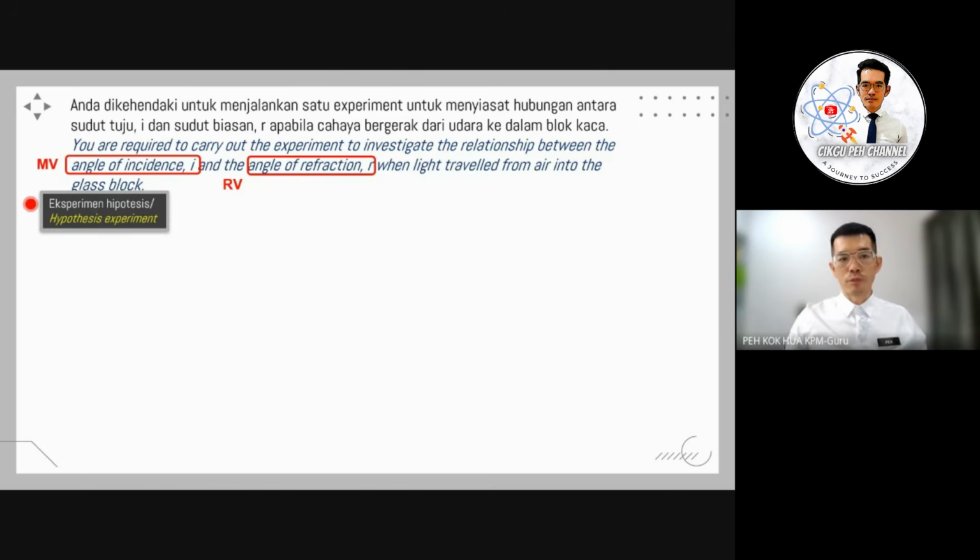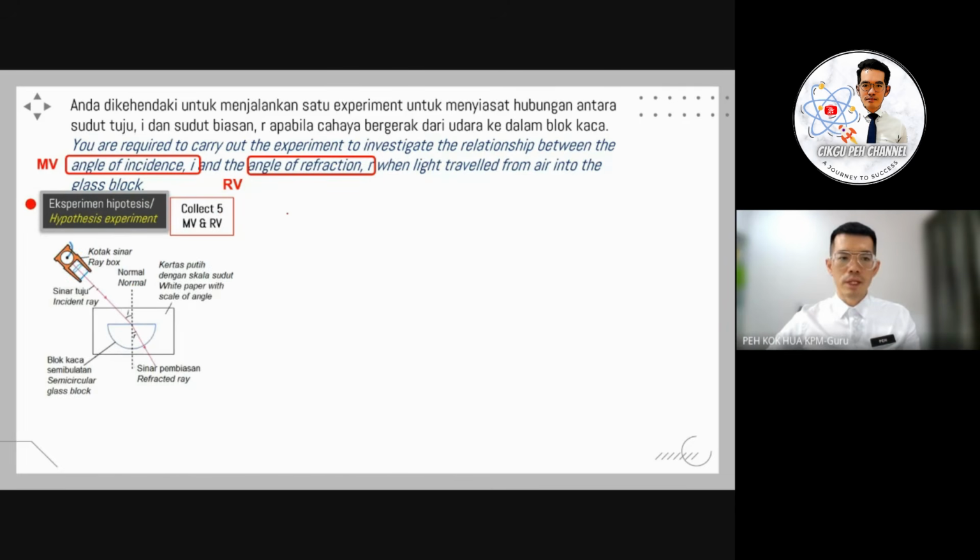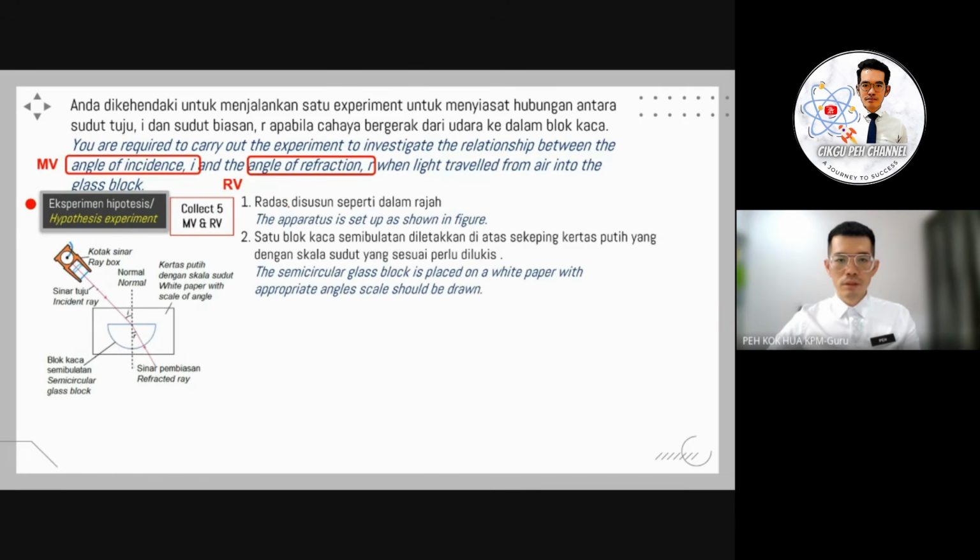So we expect you to find the manipulated variable and the responding variable for plotting the graph. Then next, in the question here, the procedure is provided. First, the apparatus is set up as shown in the figure. It will be like this.